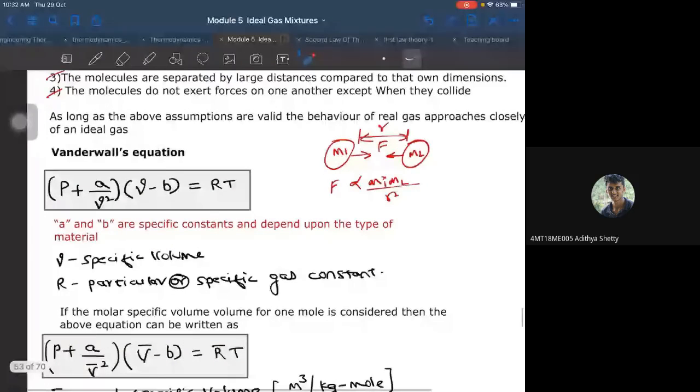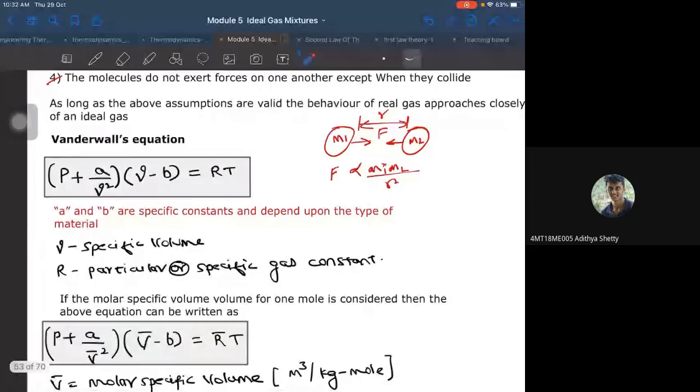In order to compensate for the assumptions made in the ideal gas equation development and make it useful for real gases rather than ideal gases, Van der Waals came up with an equation which is a famous equation, everyone must know it. It is (P + a/V²)(V − b) = RT. I want everyone to remember this equation. Just take 5 to 10 seconds to mug up the equation. It is (P + a/V²)(V − b) = RT.